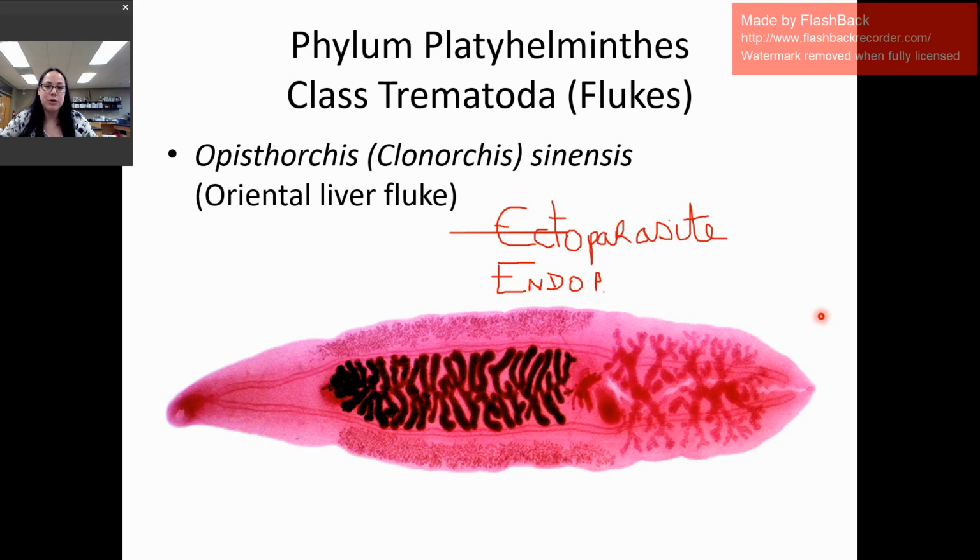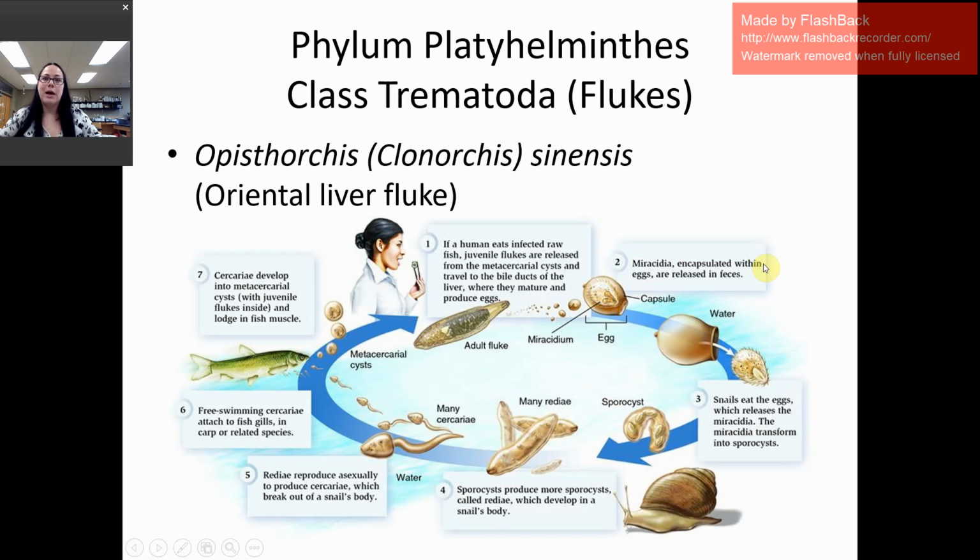We can move on to the next Nematoda. If it works, let me go back. Okay. Oh, I forgot. I added the life cycle of this liver fluke. It is similar to what you have in figure 37.6. It's a different picture, but it's telling you the same thing.